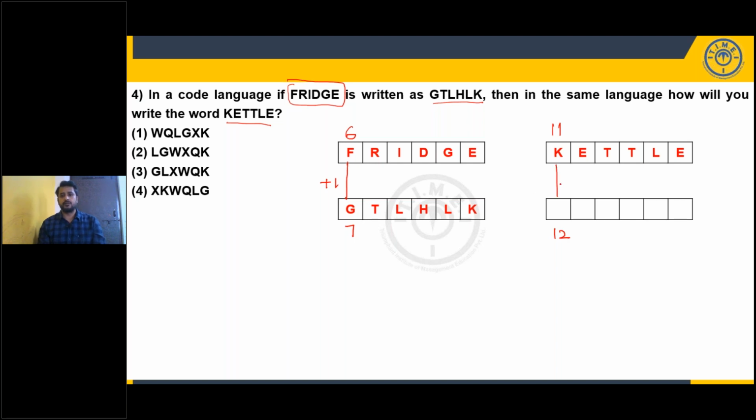So plus 1 should be 12. Which letter's place value is 12? L. Is there any option starting with L? There is only one option starting with L. This will be my answer. But to confirm that, we'll check the remaining letters.